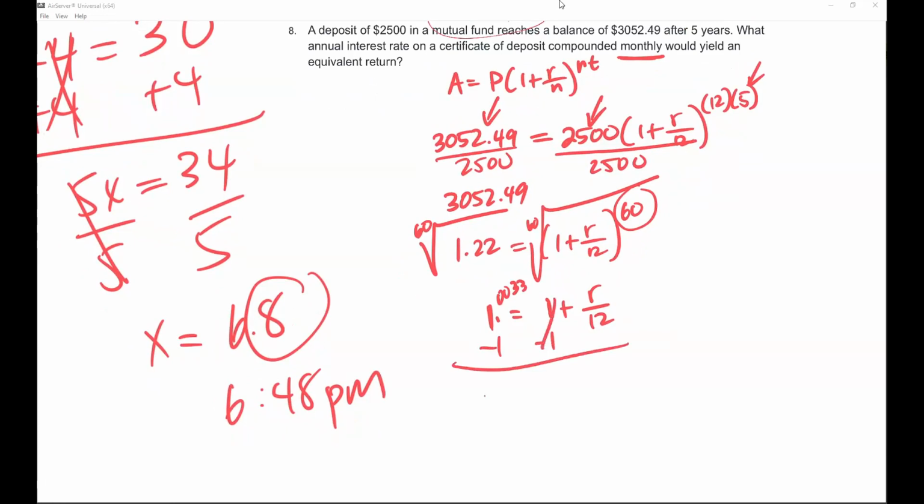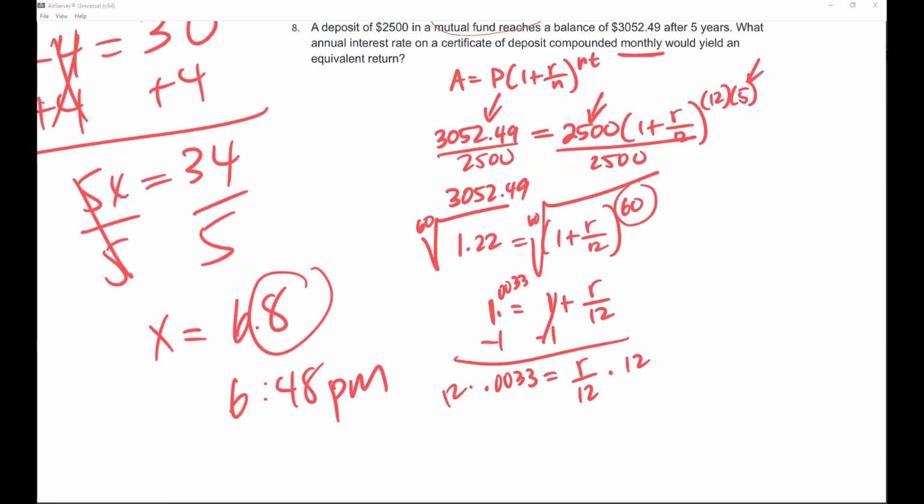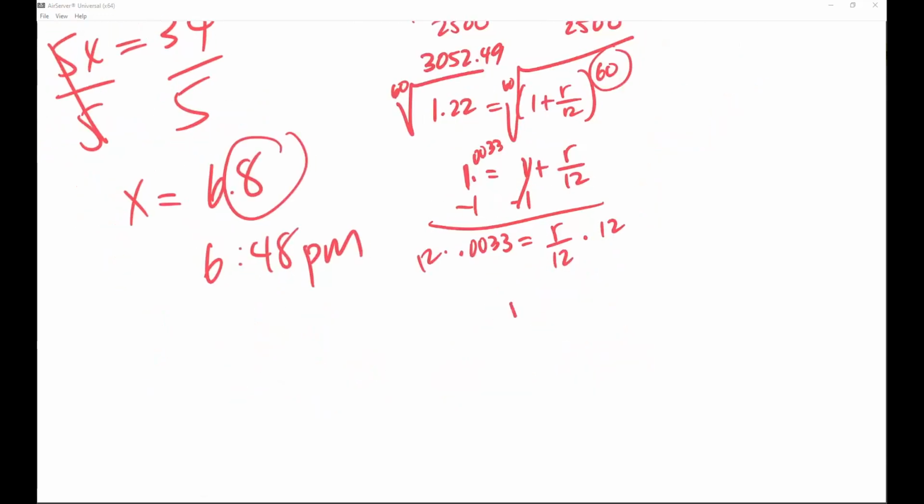But now I have 0.0033 to work with equals r over 12. And I multiply both sides by 12. So subtract the 1, and multiply that by 12. And you get r is equal to 0.0398, which you move over 2 decimal points. That's 3.98%. If you put 4%, that's fine too.